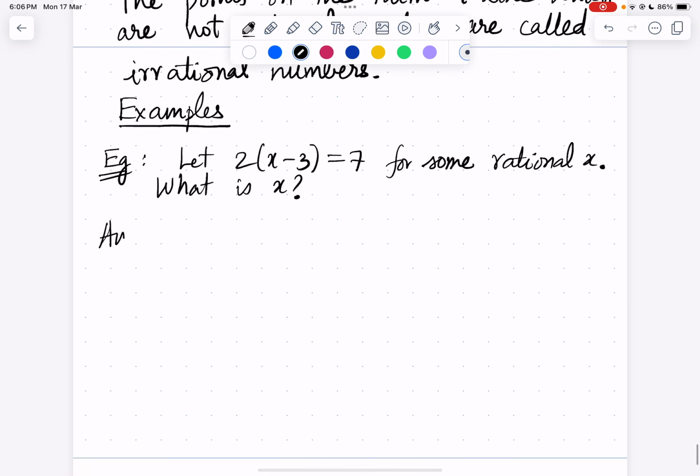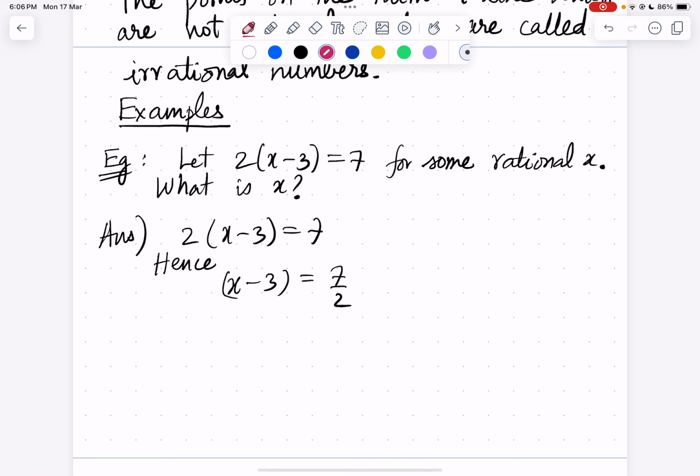So we have 2 times (x minus 3) equals 7. Hence x minus 3 equals 7 by 2, right? By the definition of 7 by 2. x minus 3 equals 7 by 2.